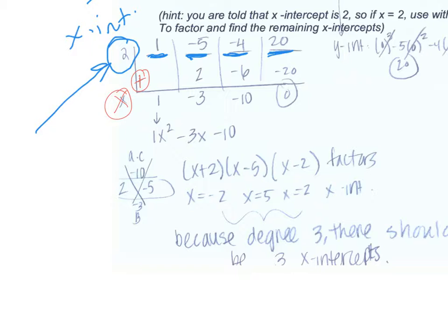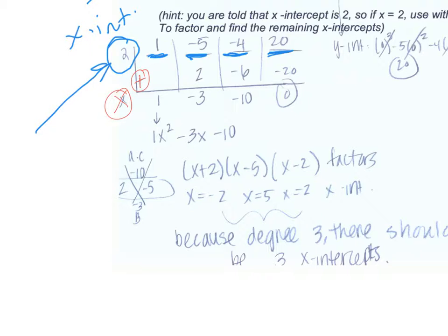So you need to understand that all of these are linked. When you're given a factor or an intercept, you use that in synthetic division to find the rest of the stuff you want. So you always put the x-intercept on the outside. So x-intercept 2. Then we do synthetic division. So number in front of x cubed is 1, in front of x squared is a negative 5, in front of x is negative 4, number constant 20.